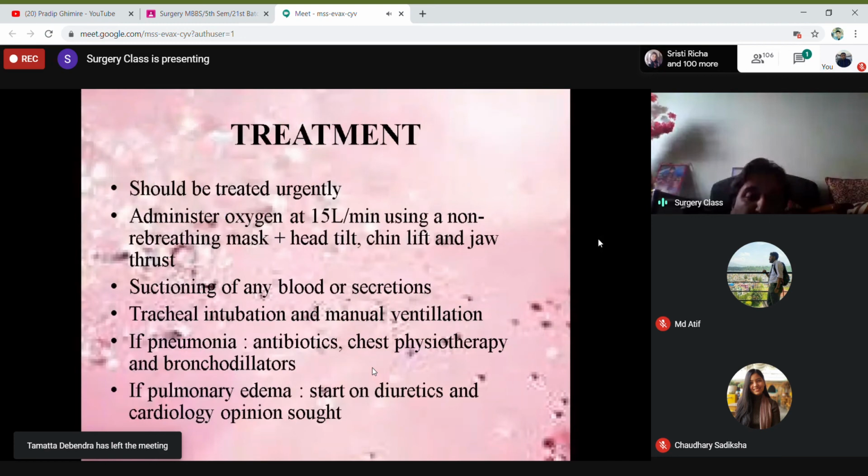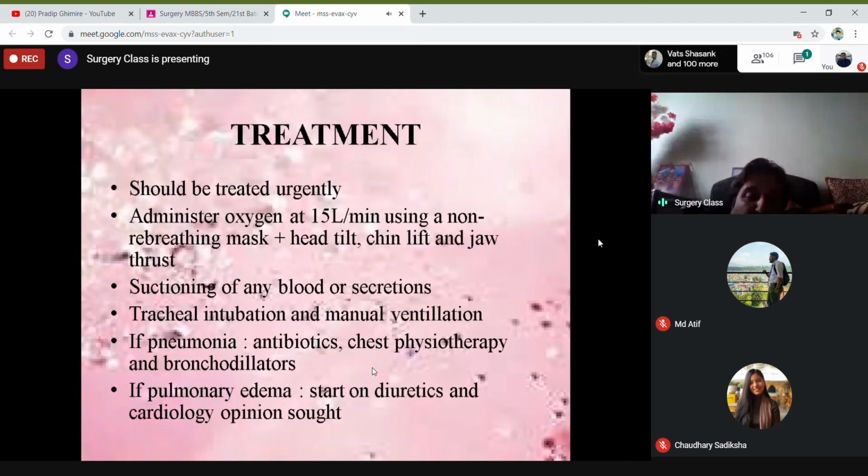You administer oxygen at 15 liters per minute using a non-rebreathing mask, and head tilt, chin lift, and jaw thrust. This you will be taught in detail by the anesthesiology team. Okay, so suction any blood or secretions, and then you may have to re-intubate the patient and ventilate. If there is pneumonia, you look at the X-ray. There is a patch on the X-ray. You give an antibiotic, chest physiotherapy, and bronchodilators.